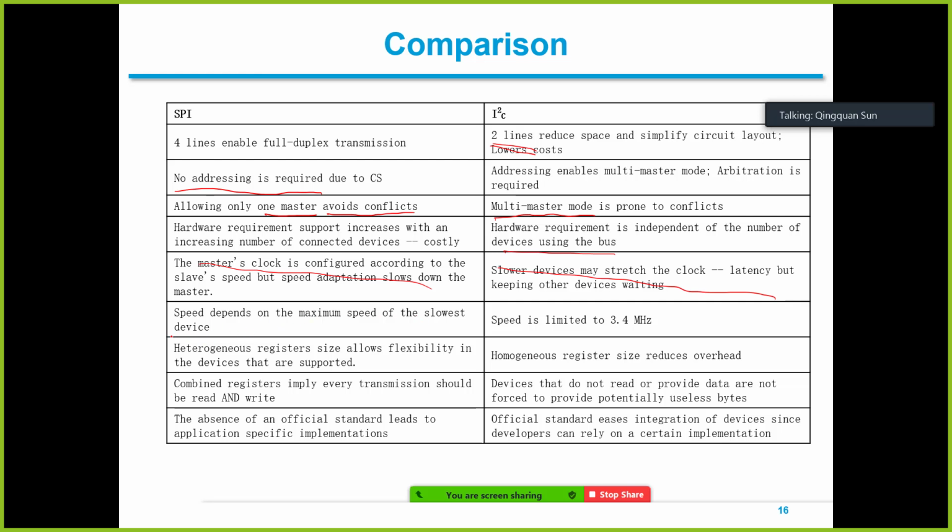This is easy to understand, because in order to get every device to be synchronous, we have to adapt to the slowest device. If your speed exceeds the maximum speed of the slowest device, that will be a problem for the communication between any device with this one, because that slow device cannot support that high speed transmission or communication.